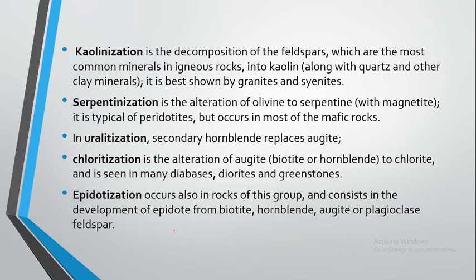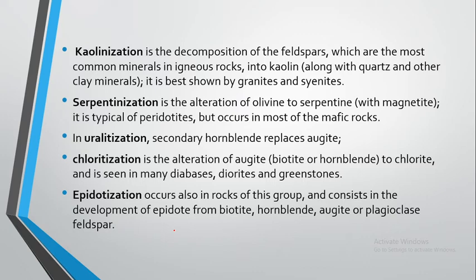Then next is epidotization, which is also a very simple process. Epidotization occurs also in rocks of this group and consists in the development of epidote from biotite, hornblende, augite or plagioclase feldspar. The same group of rocks also forms this epidotization. Any of these minerals will be replaced by epidote.